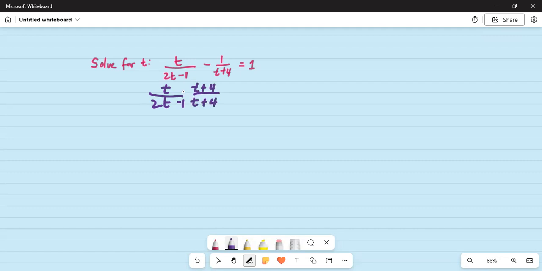What is the logic of doing that? The logic of doing that is t plus 4 divided by t plus 4 is 1. So nothing has changed really. I just multiplied by 1 basically.